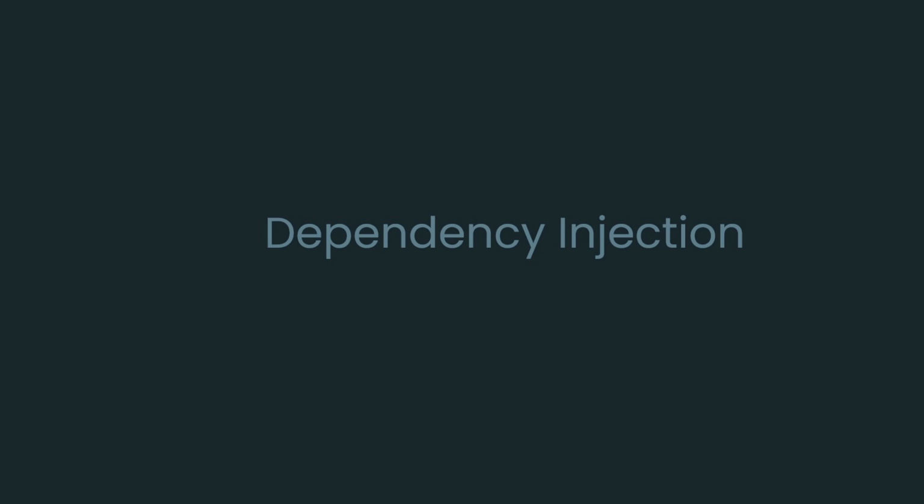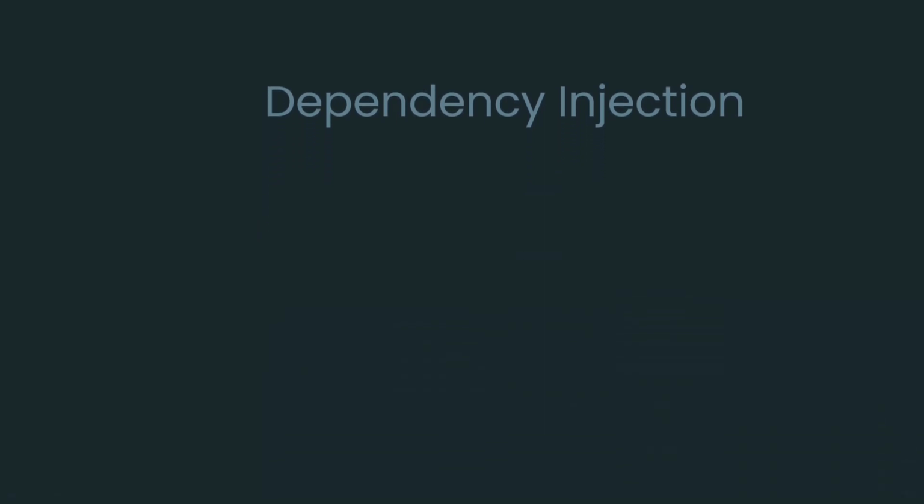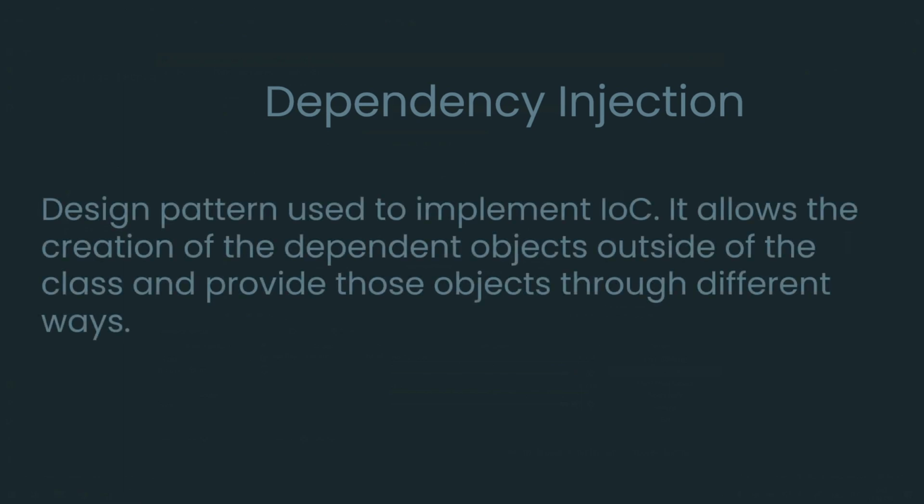So what is dependency injection? Why do we need it? If you Google what is dependency injection, you will find a definition something like this. Dependency injection is a design pattern used to implement IOC. It allows the creation of the dependent object outside of the class and provides those objects through different ways.